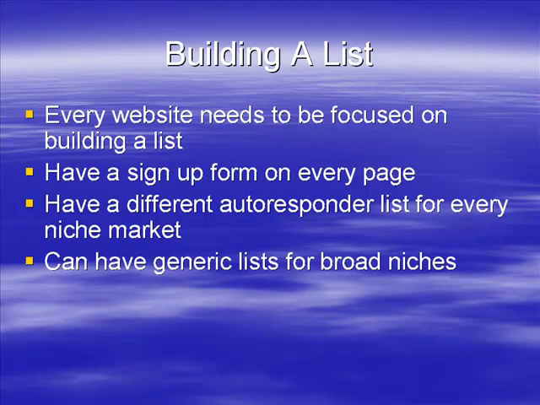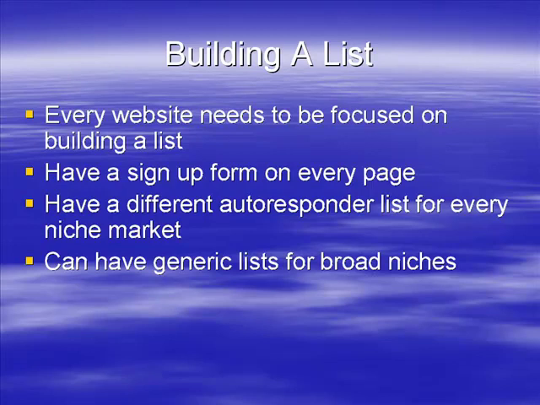So I can send a broadcast, for example, on an affiliate product related to internet marketing to all of them. Now, if there's something specific to, say, pay-per-click, I'd send it just to that list because the others may not be interested. But if some big name has released a new product, I'd send it to all of them because they've all got a general interest in it.